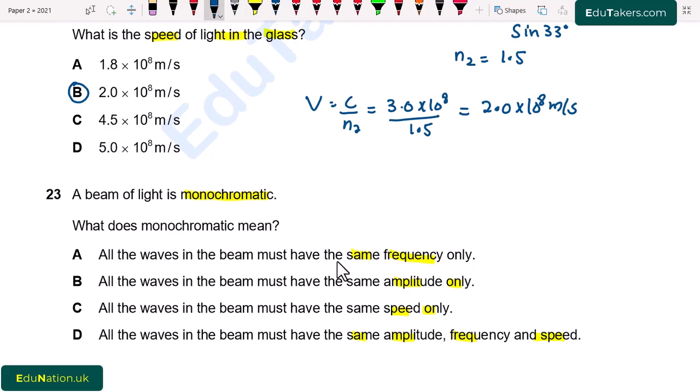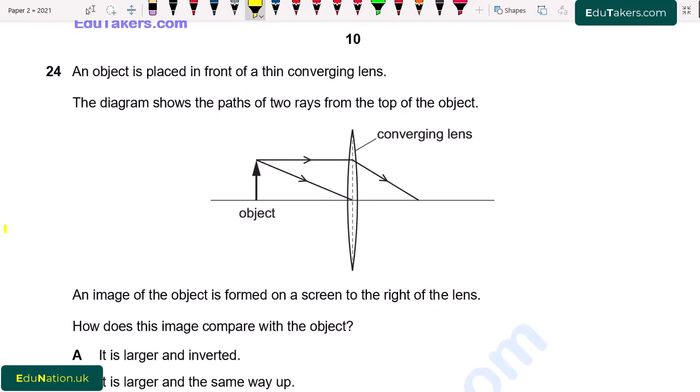So monochromatic light is one that has the same frequency, not the same amplitude or speed. So monochromatic light only has a single frequency or wavelength. So here option A is correct.